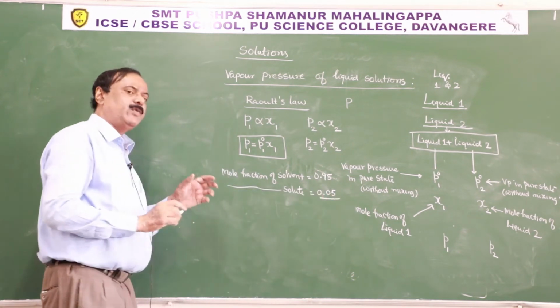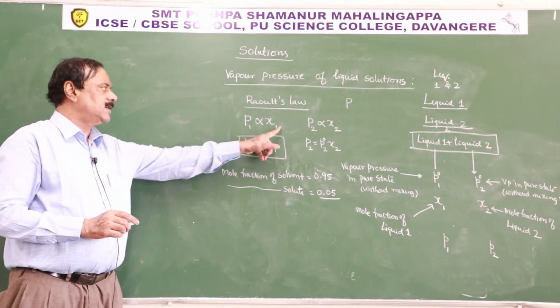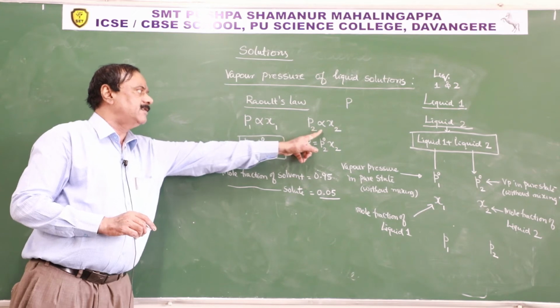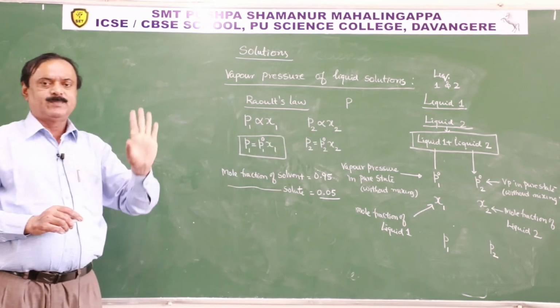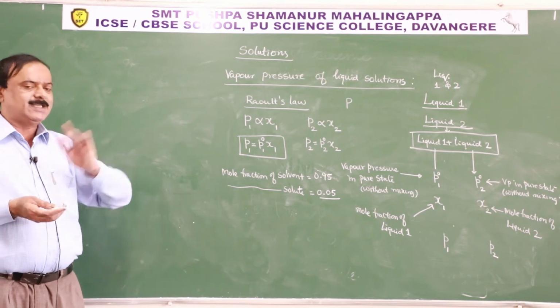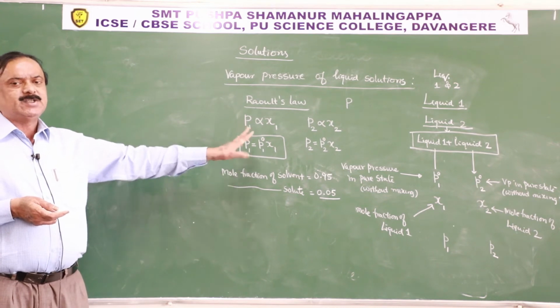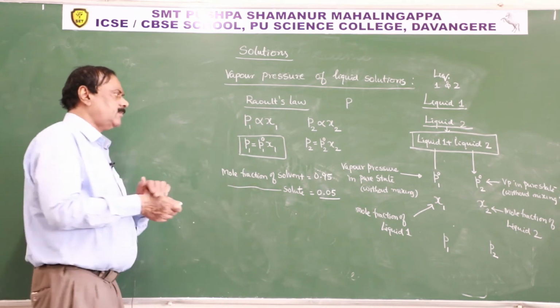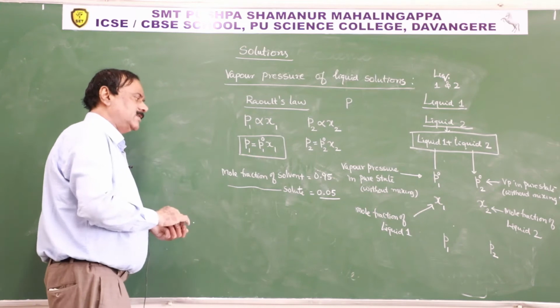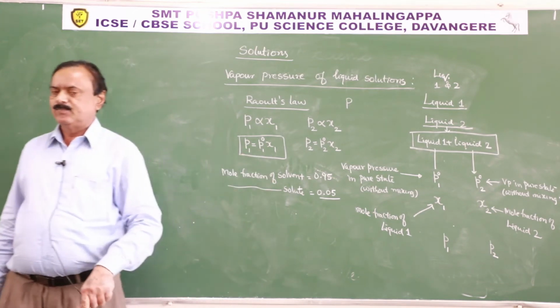Now, under this condition, the lowering of the vapor pressure is equal to the mole fraction of the solute itself. If we consider the solute, this is solute. If we consider the solvent, this is solvent. That is for binary mixtures. It is not necessarily only for two liquids, even in the case of solid-liquid mixtures. This is about the mathematical form of Raoult's law.